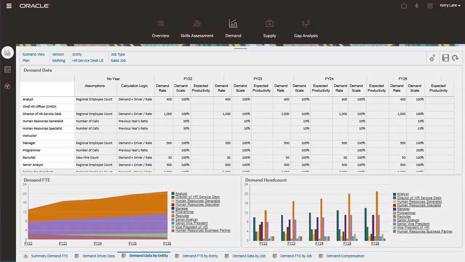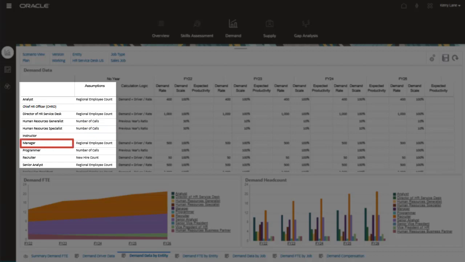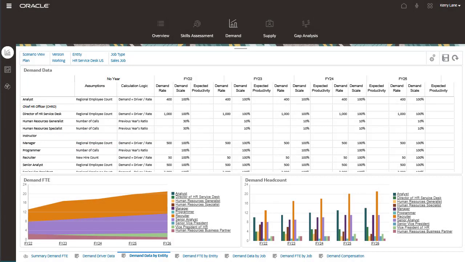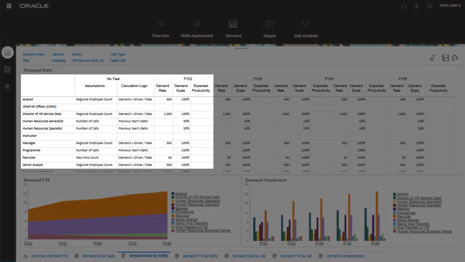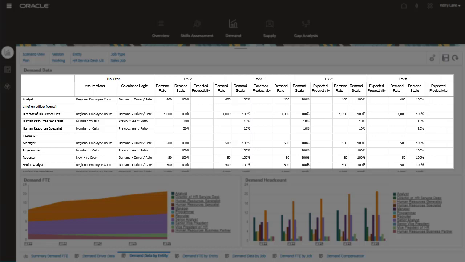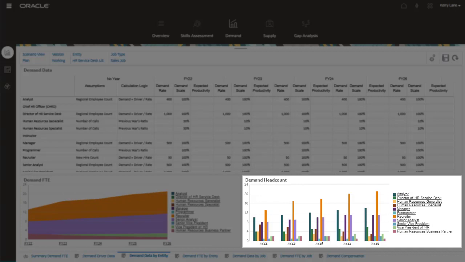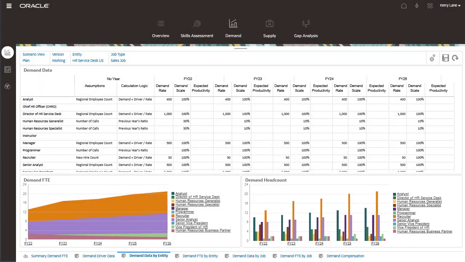On the left are the critical roles within the HR organization, along with driver-based assumptions based on certain criteria. For example, an HR specialist might be based on the number of HR calls you get. Manager might be more based on employee count. These driver-based assumptions are all selectable by the planner, going out to FY23, FY24, etc. On the bottom charts, you can see demand broken down by FTE, and you can see demand by headcount. That is one side of the equation.